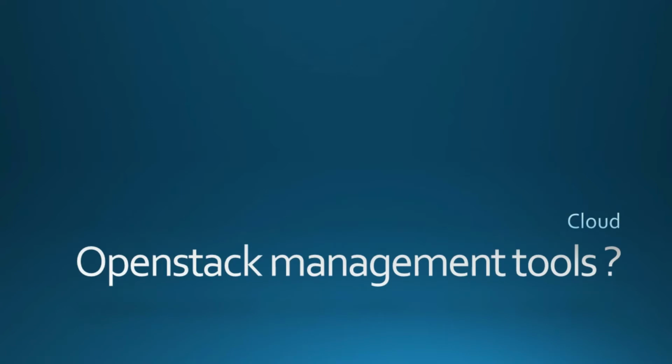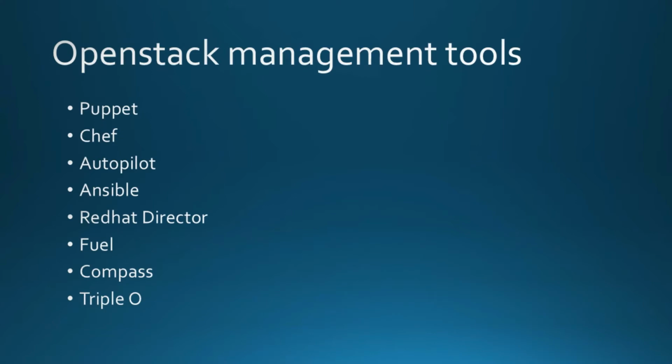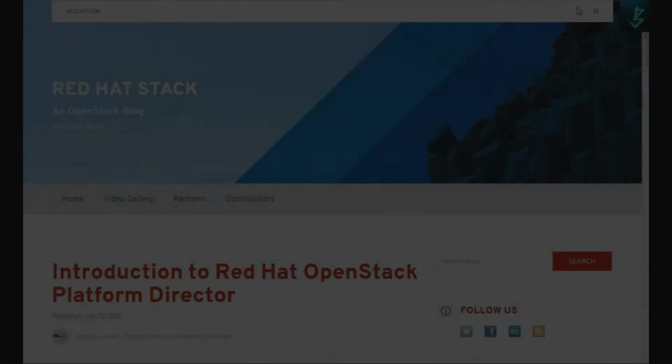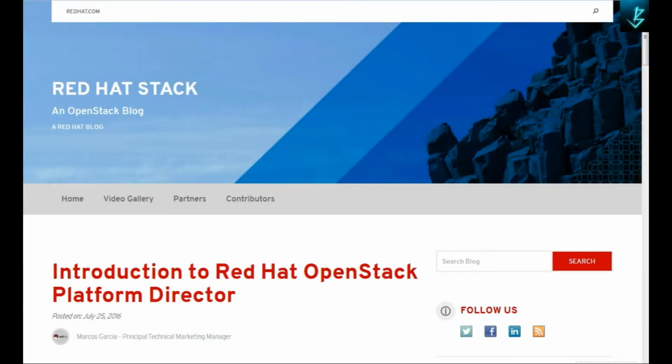What are the management tools for OpenStack? There are different tools available to manage OpenStack, such as Puppet, Chef, Autopilot, Ansible, Red Hat Director, Fuel, Compass, TripleO. We're not going to discuss every tool, but we're going to focus on Red Hat Director, Fuel, and Compass. I'm going to show you a quick peek at these tools. Stay tuned for more. Okay, now moving to the management tools.